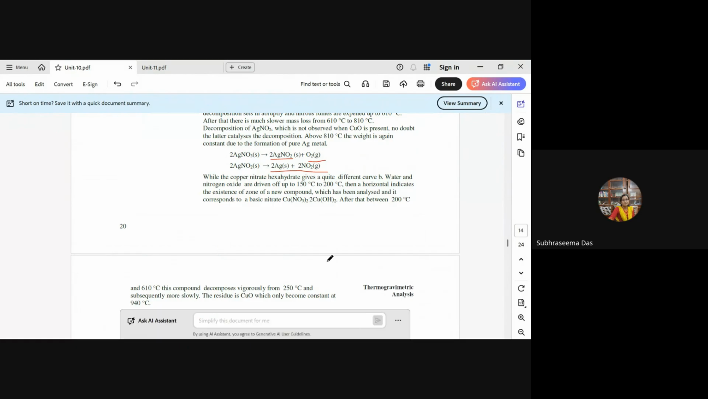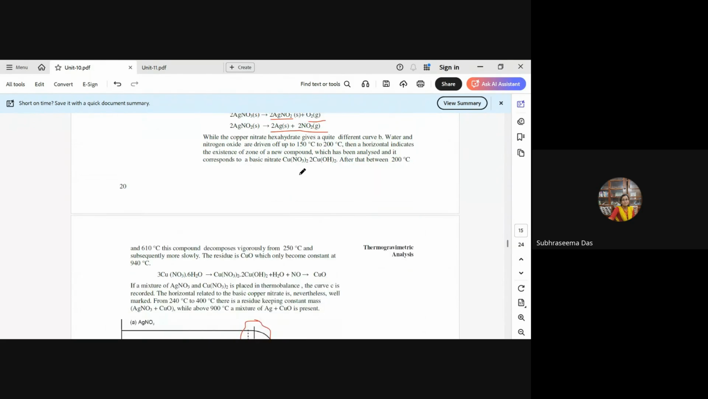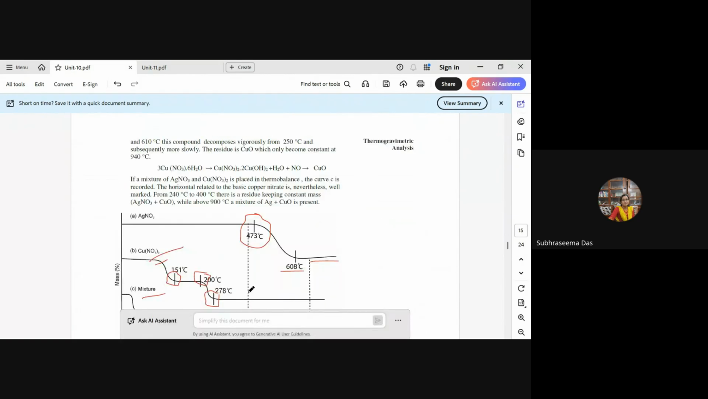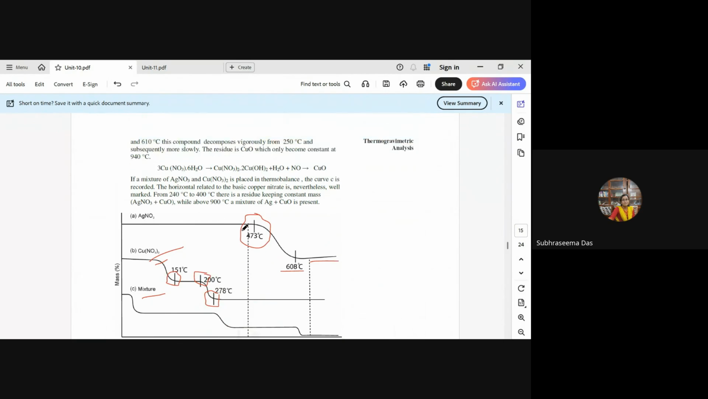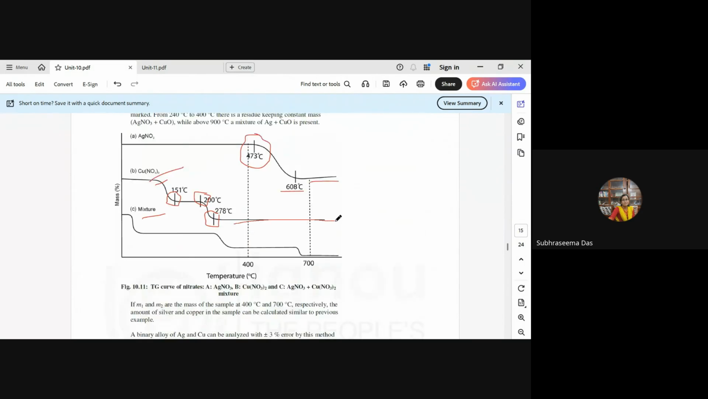a horizontal line, it appears, and here it has been shown that it forms basic copper nitrate, that is Cu(NO3)2·2Cu(OH)2, copper hydroxide. Beyond 200 degrees centigrade and up to 610 degrees centigrade, the compound decomposes very slowly, and we see it forms CuO, which becomes constant up to 900 degrees centigrade.